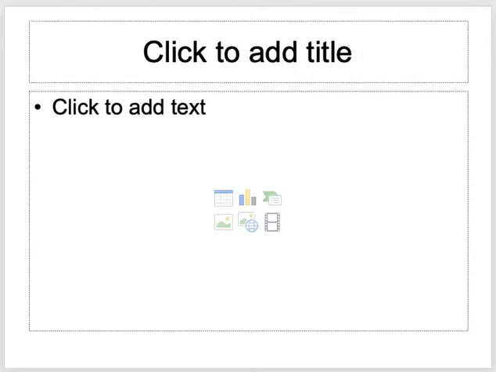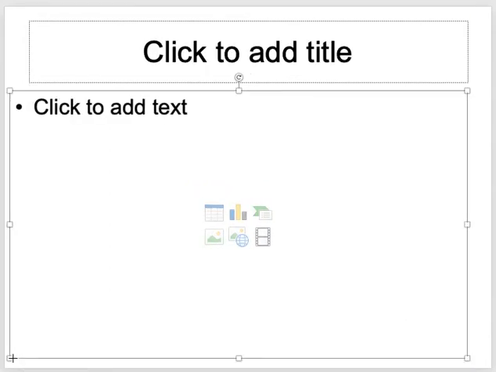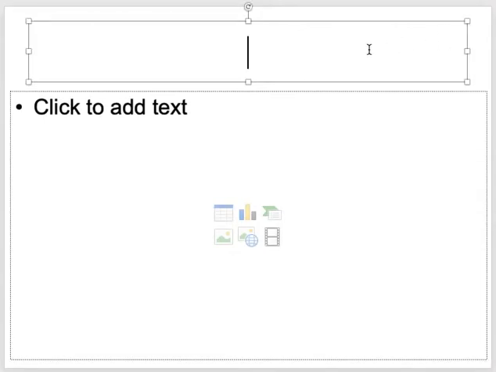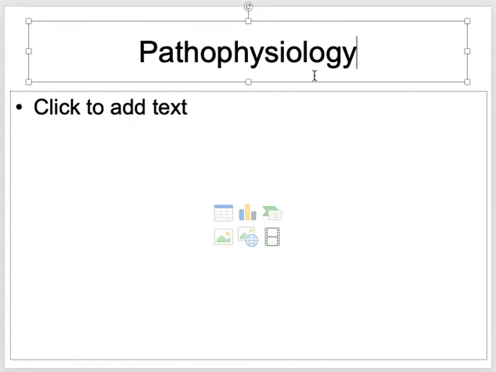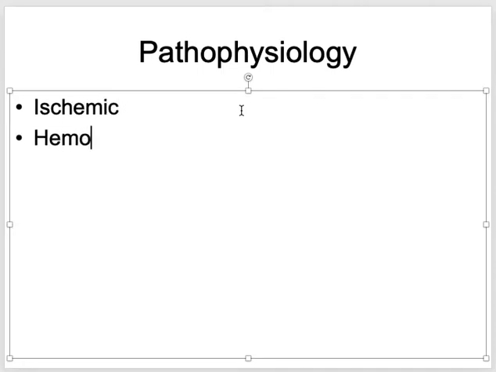Okay. So what we are discussing is the pathophysiology. What are the causes of stroke, or pathophysiology? Of course, the pathophysiology will discuss the causes as well. So, two major kinds of strokes. One is, as you know, ischemic. One is hemorrhagic. Okay.